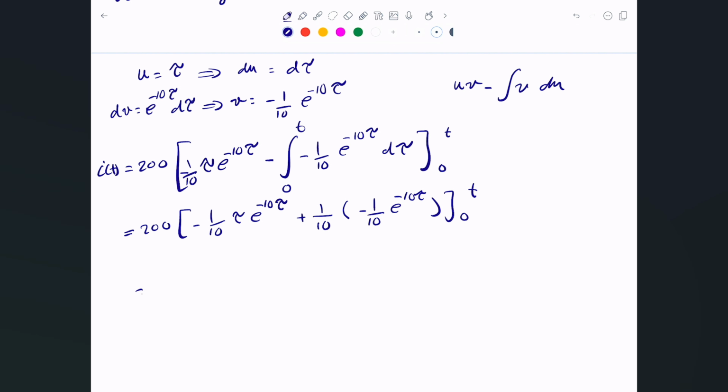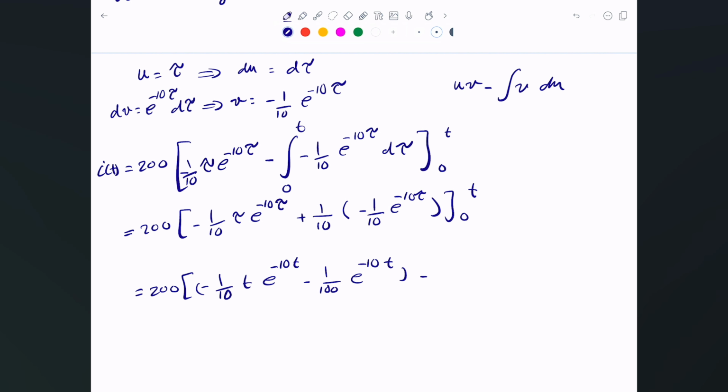So we just substitute certain values in here. We have 200, negative 1 divided by 10. Instead of tau, it will be t, e to the negative 10 t, and then negative 1 divided by 100, e to the negative 10 t.